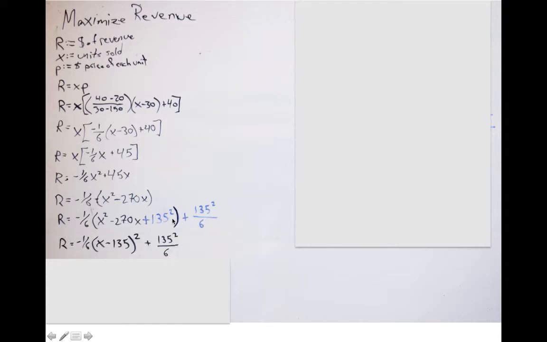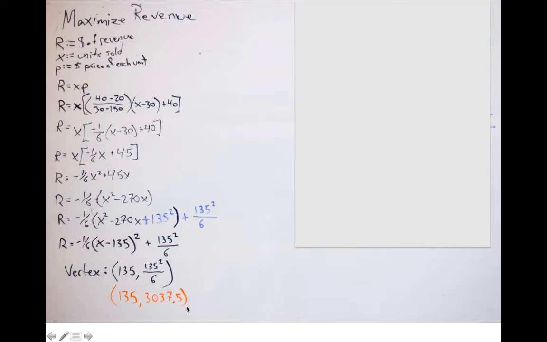So I chose that particular number so that I could put it into this squared form, where I have x minus 135 and that quantity is squared. And then that's going to give me my vertex. So I have my x value, that was my number of units, and then I have the y value, or in this case the R value, which is my max revenue. And we can see that value there.